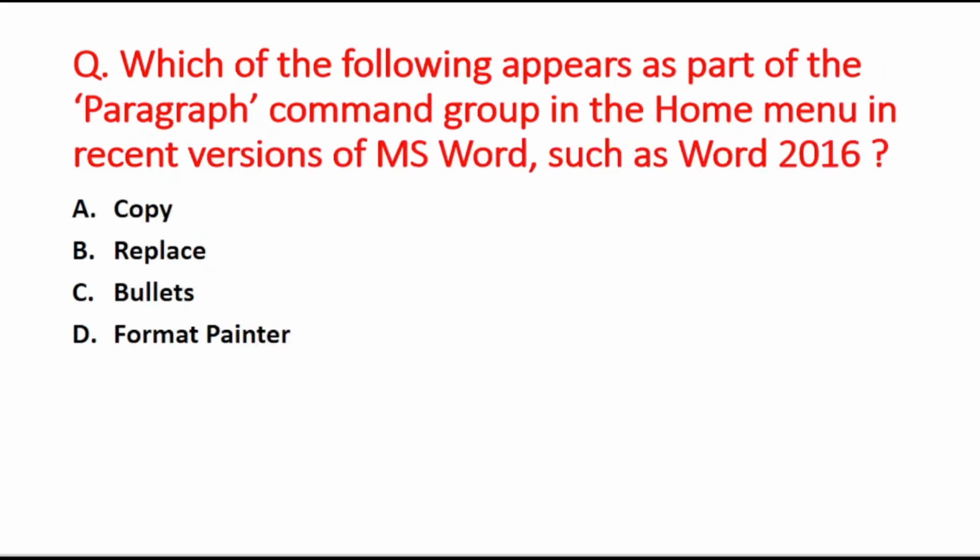Next question is, which of the following appears as a part of the paragraph command group in the home menu in recent versions of MS Word such as Word 2016? Your A option is copy, B option is replace, C option is bullets, and D option is format painter. So right answer is option C, that is bullets.